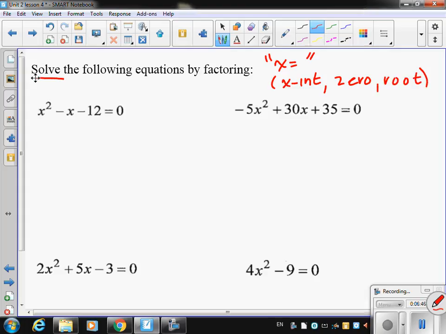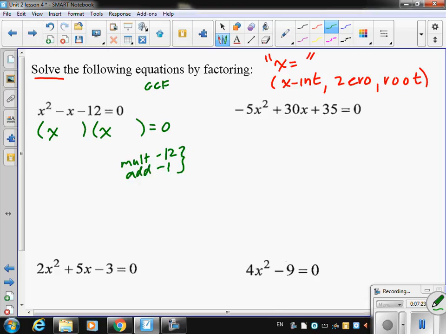So for the first one, I'm going to factor it. X squared, subtract x, subtract 12. My thought process is there a greatest common factor? Nope, nothing more interesting than 1. My second question is it a simple trinomial? Yes, it is. So I can factor it with 2 sets of brackets. I'm going to need an x at the front of both brackets. I need 2 numbers that multiply to negative 12 and add to negative 1.